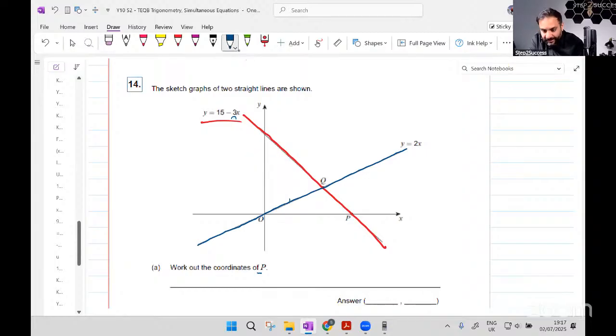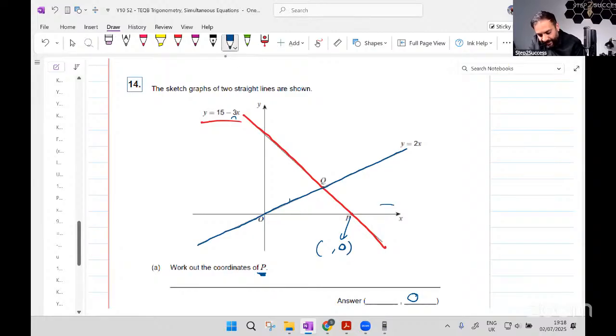Now, the first question says work out the coordinates of P, which is there. Because this point is on the x-axis, what do we know about the x-axis? We know that the y coordinate is always 0. Anything that's touching the x-axis has a y coordinate of 0. So the answer is already something, 0. I just need to know what the x coordinate is. In other words, how far across have we gone here?